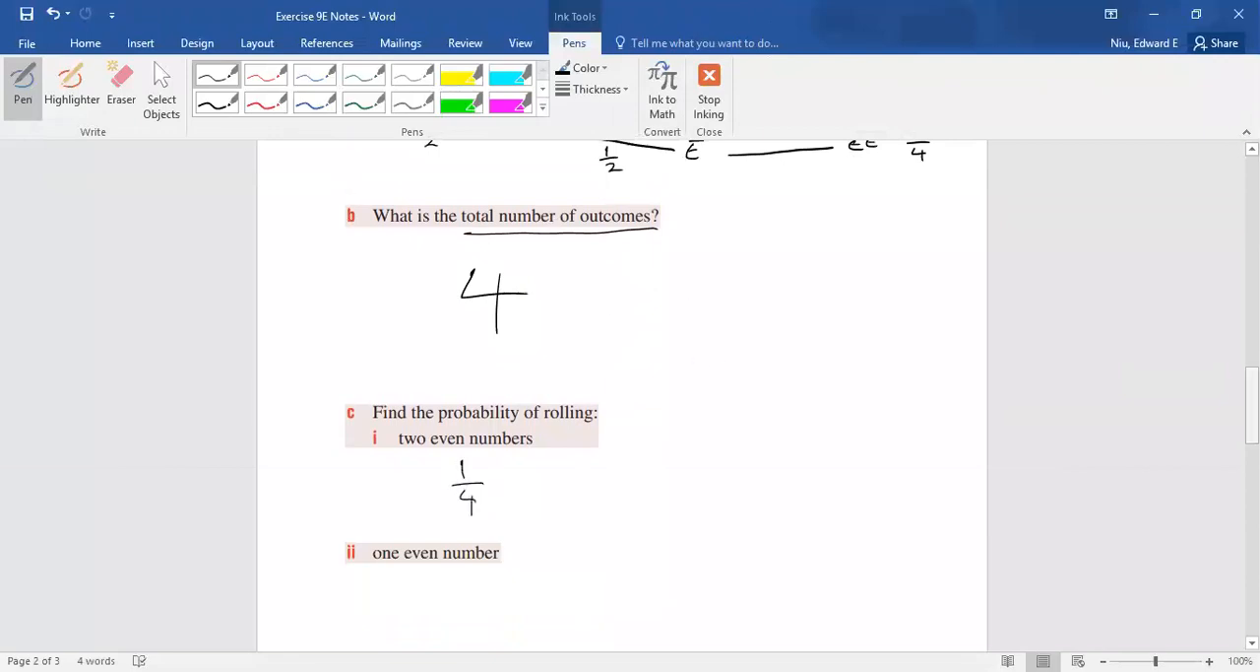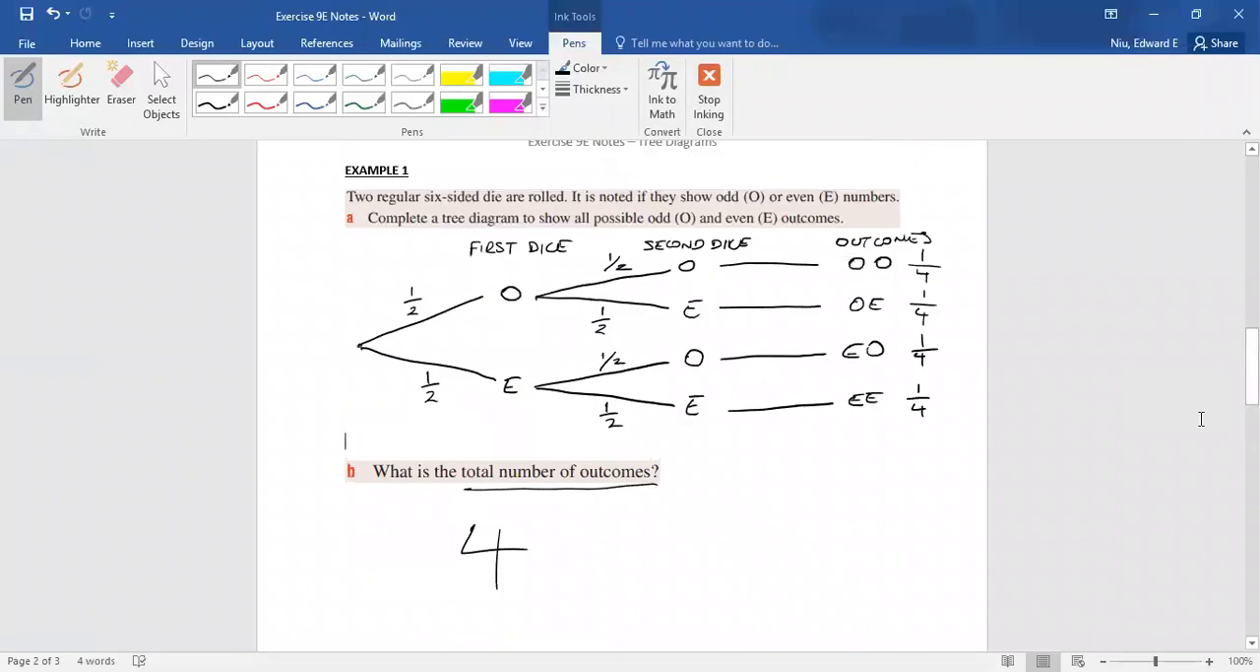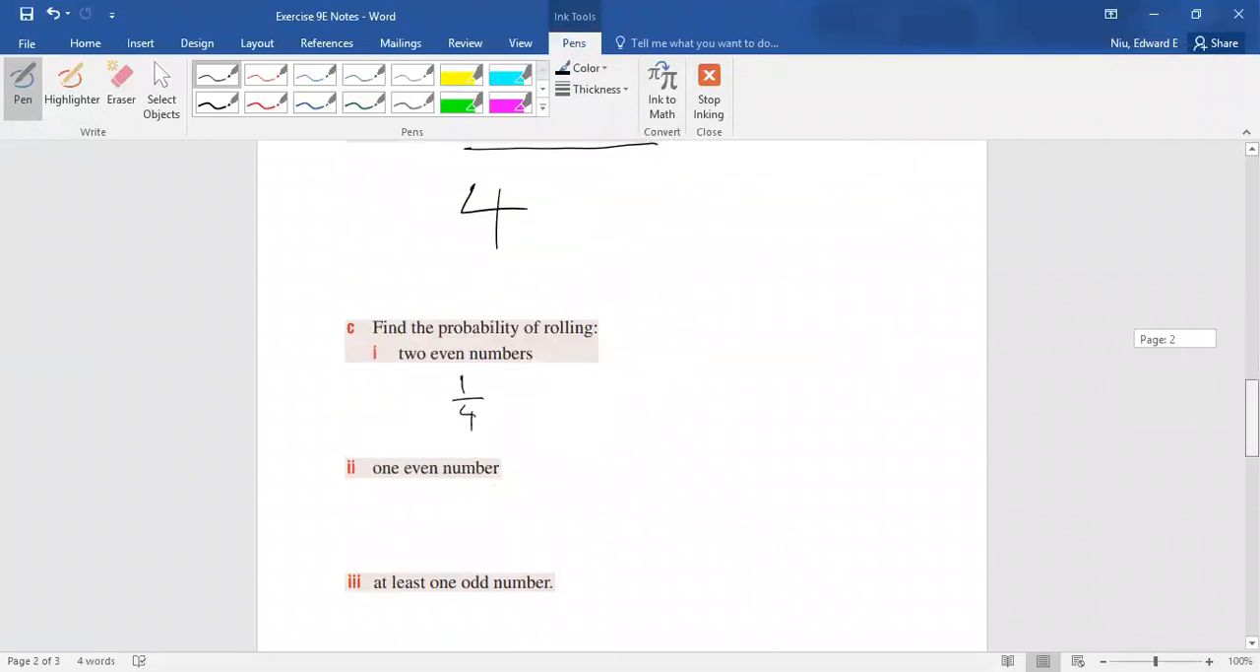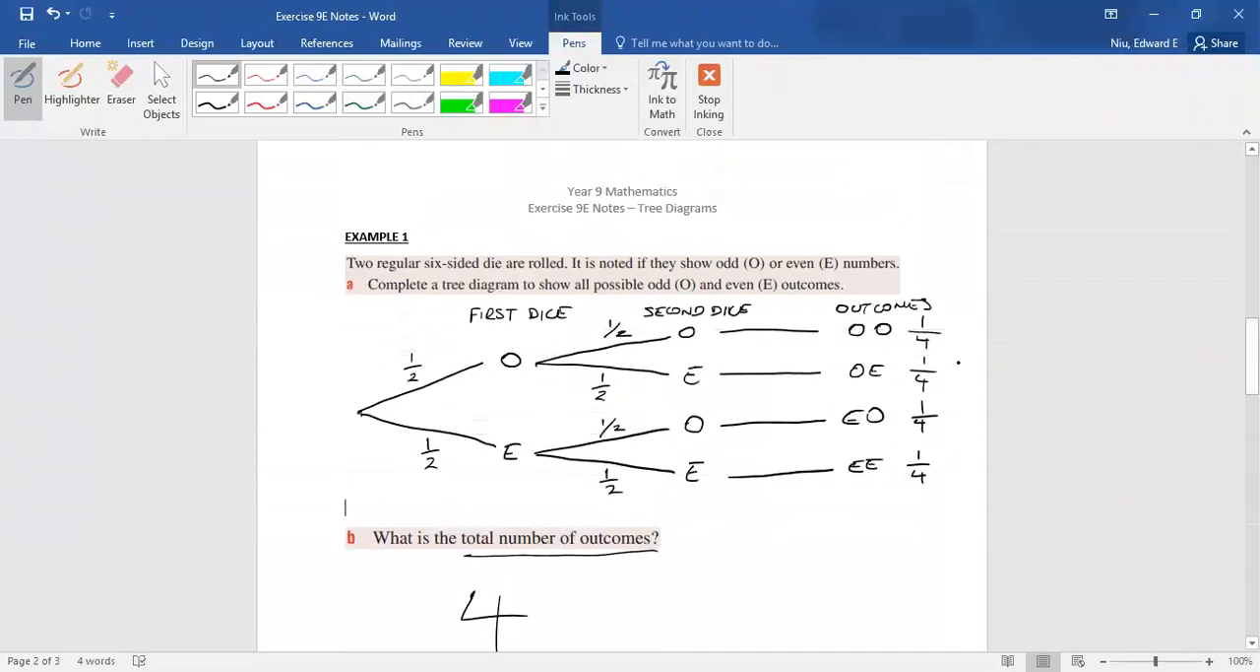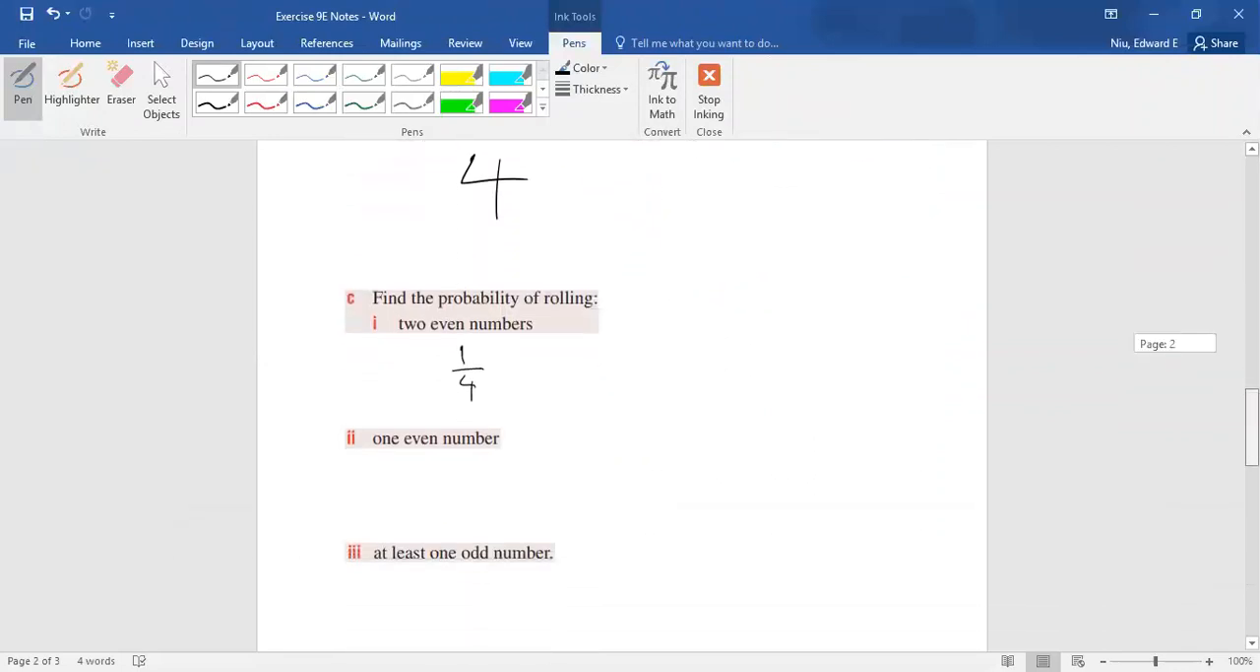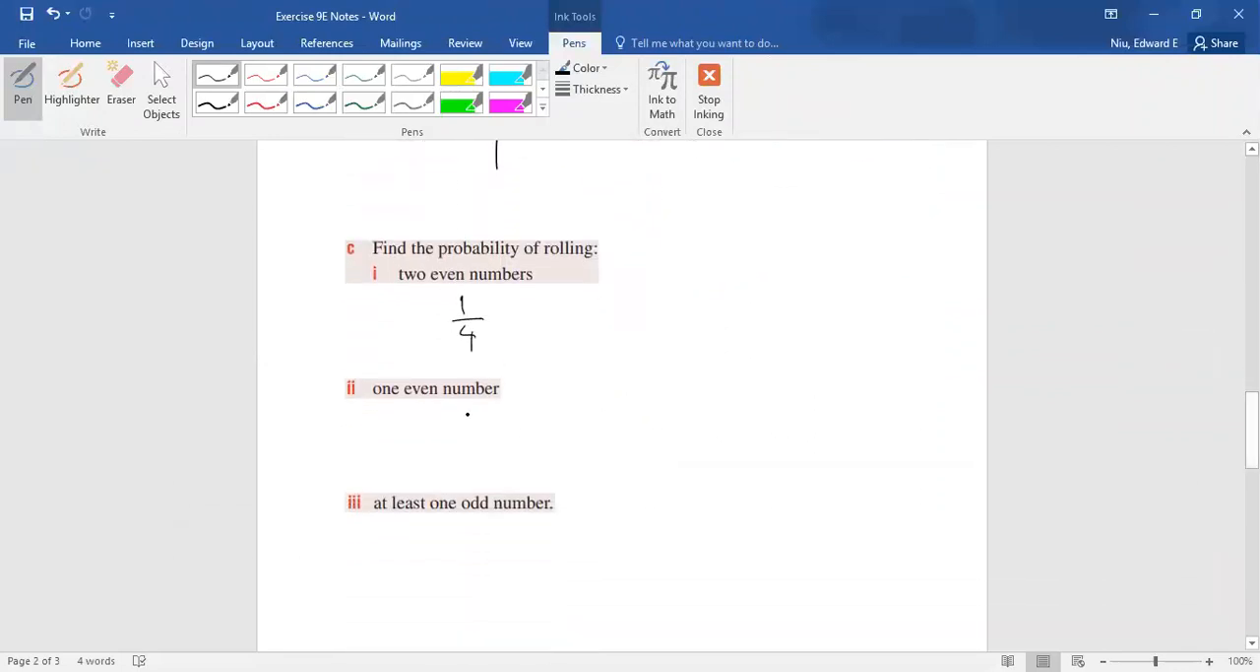One even number, does it say at least? No, just one even number specifically. You've got one outcome here, odd even, and then even odd. So that's 2 out of 4. So 2 out of the 4 possibilities. Or you could say that's a half chance.